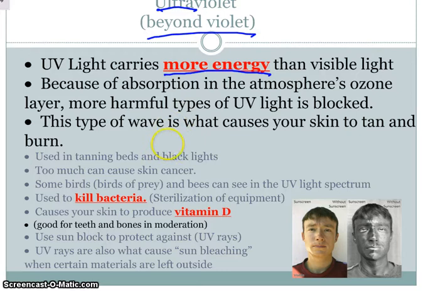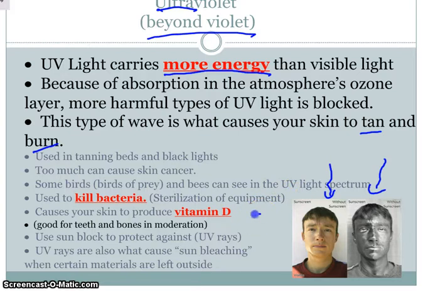We would love for it to all be blocked, because one of the hazards of UV light, okay, is skin cancer. And we tan and we also burn because of this UV light. UV light is so powerful that it can penetrate our skin cells and cause these skin cells to react in these particular ways, whether it be tanning, burning, or even possibly, with too much exposure, causing these cancerous cells.